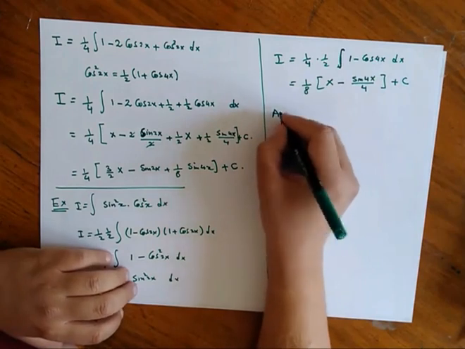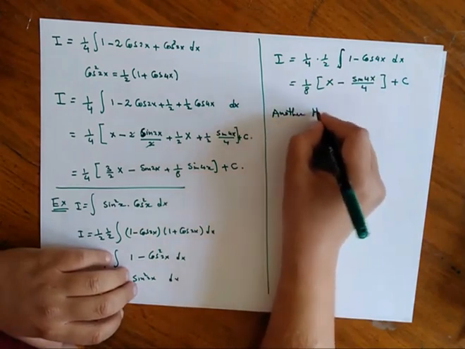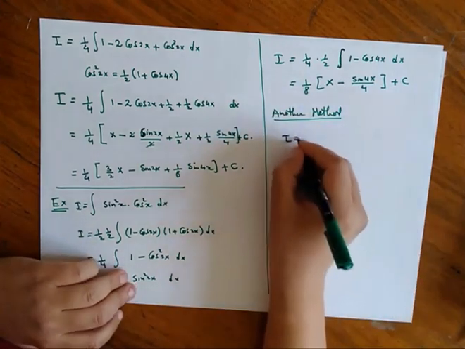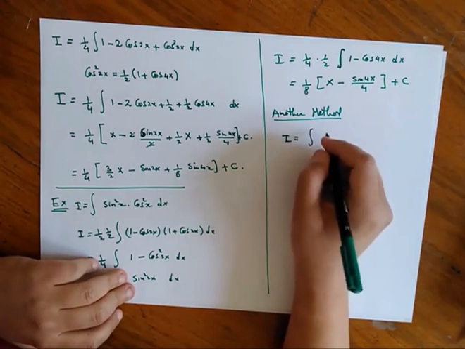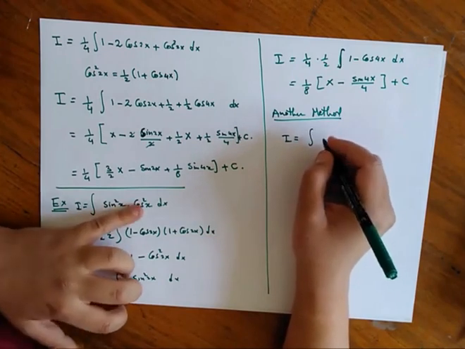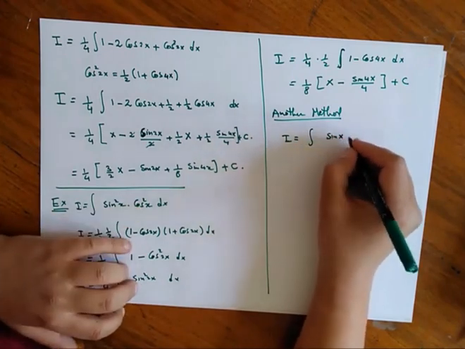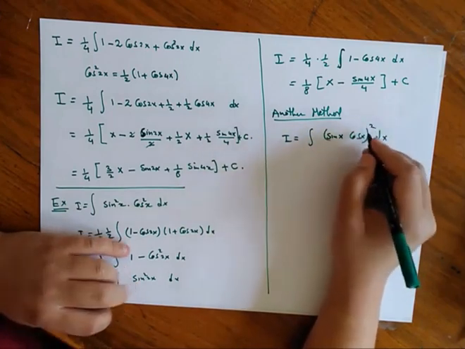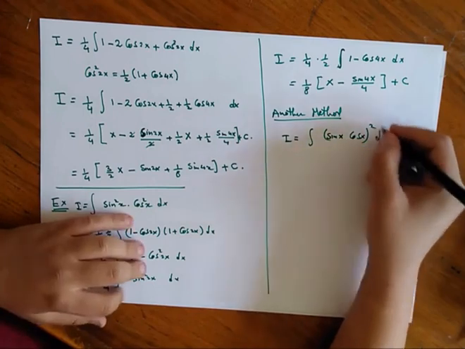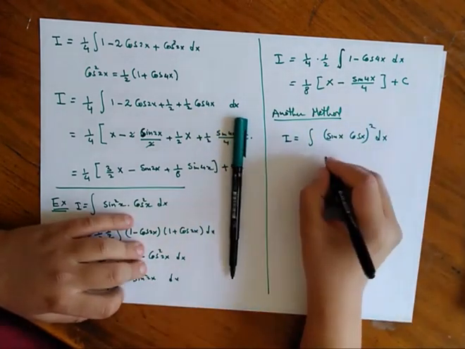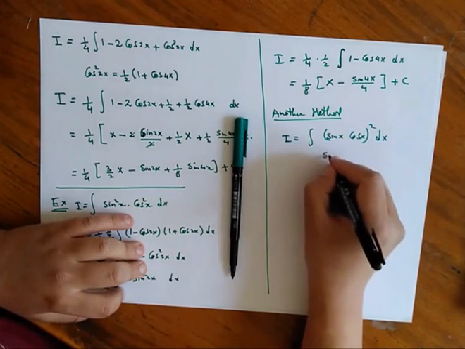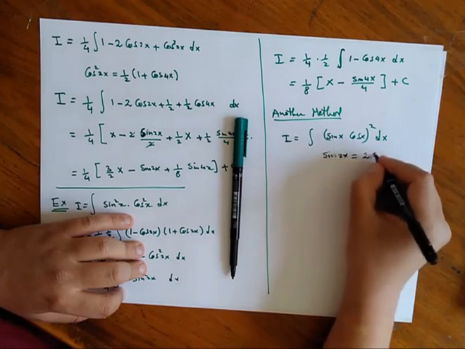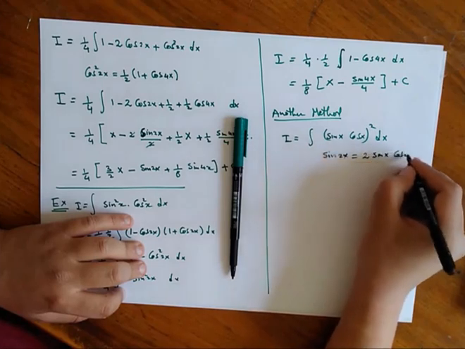Let's see another method which maybe makes it much easier, or as you like. So again, you will have this sine squared cosine squared, I can rewrite as sine x times cosine x whole squared dx, and we can use again the double angle formula for the sine. So we know that sine 2x equals 2 sine x cosine x.